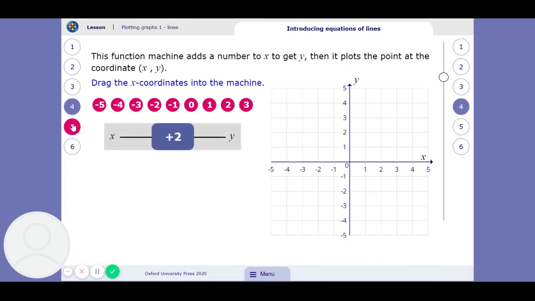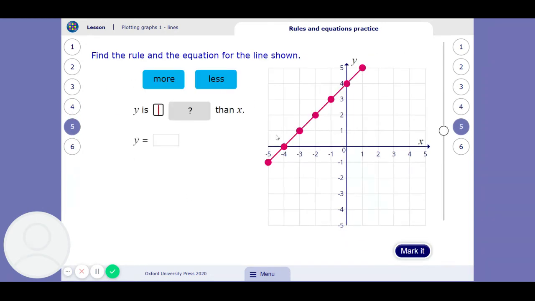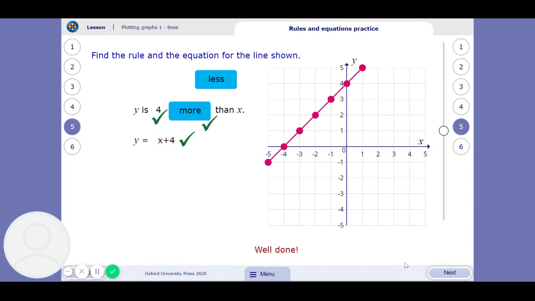Okay, do a couple more. So if I pick a coordinate, let's pick this one where it's all nice and positive. 1, 5. So y is going to be more. How many more? 1 up to 5, it's going to be 4 more. So 4 more than x is going to be x plus 4. This is how we figure out these lines.